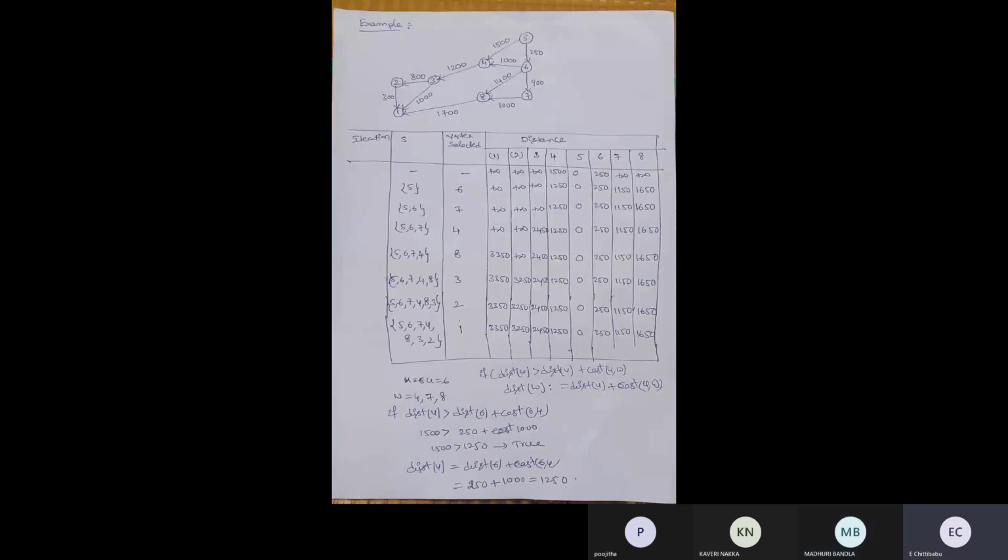Now find the 8 value. Previously we found the 8 value, same answer, 1650. Now 7 is visited. That's why put 7 into S. Next minimum vertex is 4.